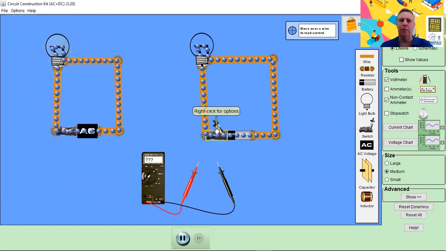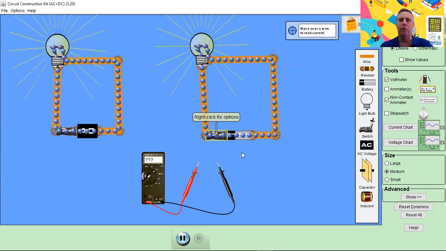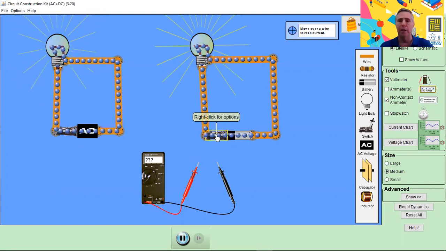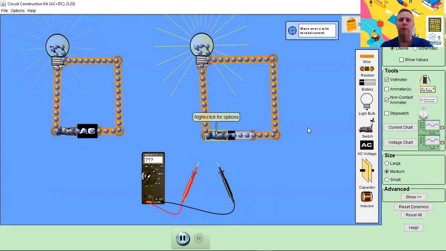When I switch on the DC side here, you can see that the bulb is glowing. The electrons are all flowing in the same direction around.